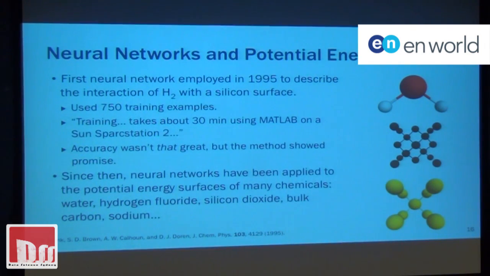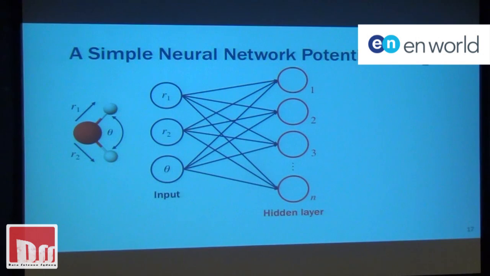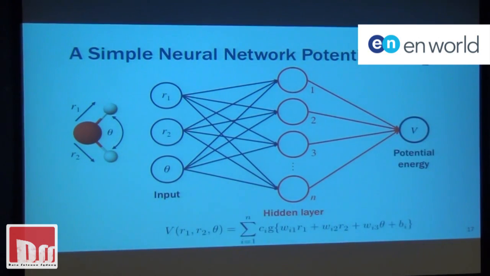They've been used for water, hydrogen fluoride, silicon dioxide, for bulk carbon. There's the diamond structure of carbon, sodium, and so on. So I'll just show you how a neural network potential energy surface can be created for water. With the water molecule, we have those 3 degrees of freedom, and then they are the inputs to our neural network surface. So our inputs connect to our hidden layer with n nodes, however many you want, and with the required weights and so on, and then those are all summed to give the potential energy function.